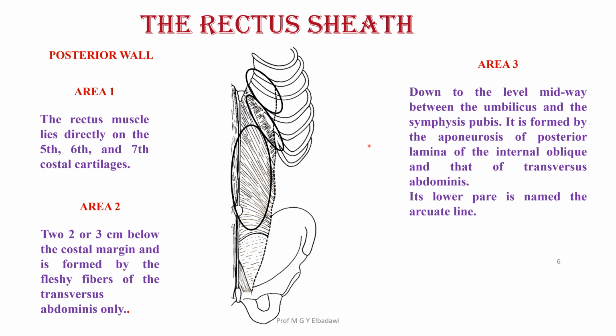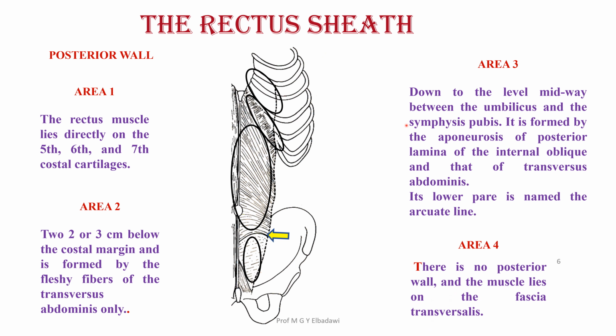The lower part of this third area is called the arcuate line, this arching line here. In the last area, the fourth area, again there is no posterior wall, and the muscle lies directly over the fascia transversalis. So there is no wall above and no wall below; there is only the fleshy fibers of the transversus abdominis, and then the aponeurosis of the transversus abdominis and the posterior lamina of the internal oblique. That's all about this rectus sheath.